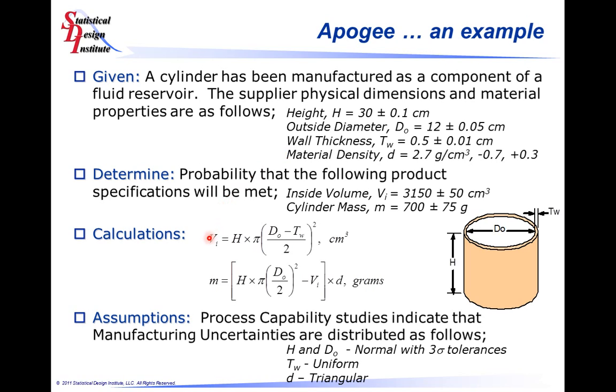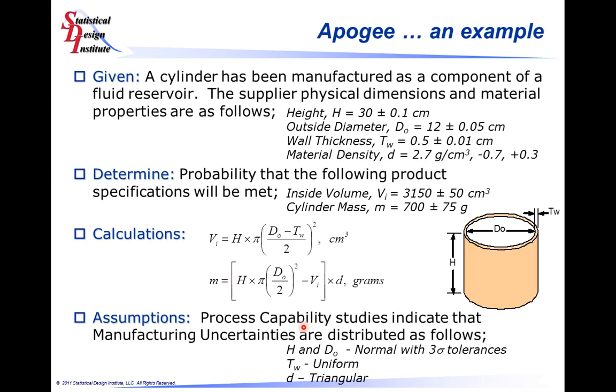We can calculate the volume of the cylinder using simple geometry, and also the mass using geometry and the density of the material that we're using for this particular part. So we can readily calculate the volume and the mass. Now, our assumption is that when we manufacture this part, there will be certain process capabilities that go along with the manufacturing uncertainties.